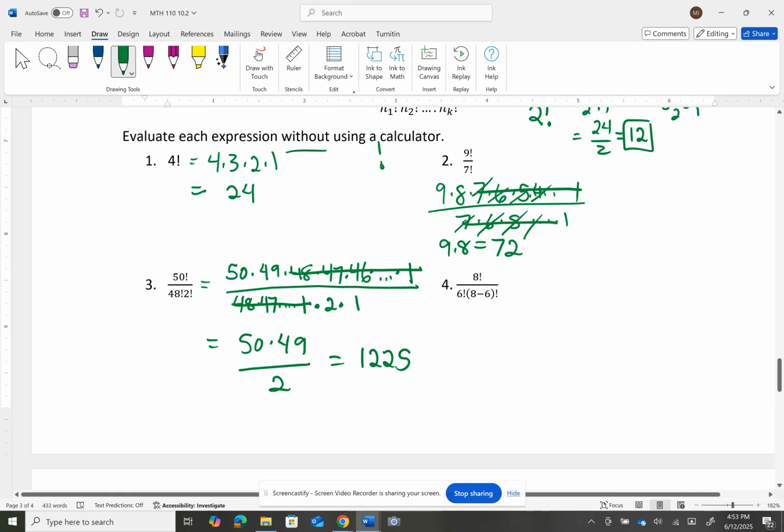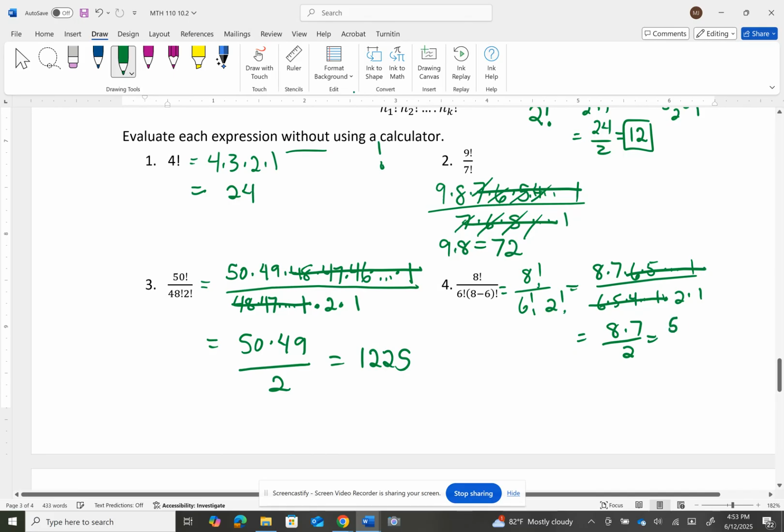And then this one, which will come up once you know more about how we're using it, this one would be 8 factorial over 6 factorial, 2 factorial. So the 8 factorial means 8 times 7 times 6 times 5 all the way down to 1. This means 6 times 5 times 4 all the way down to 1, and then 2 times 1. So from 6 down, I could knock that out. And then I'd have 8 times 7 divided by 2, 56 divided by 2, that would turn out to be 28.